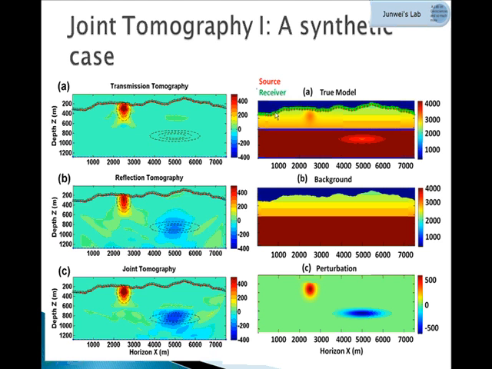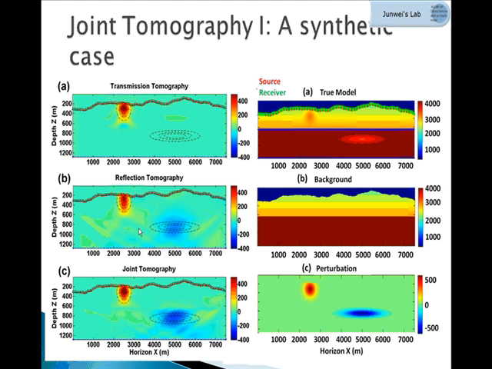So here's the result: transmission tomography only, reflection tomography only, and the joint tomography. As you can see here, transmission tomography only recovers the near surface structures, because after this level there are no turning rays coming up to the receivers. Well, there is energy coming from the second layer to the near surface receivers, but they're not first arrivals.